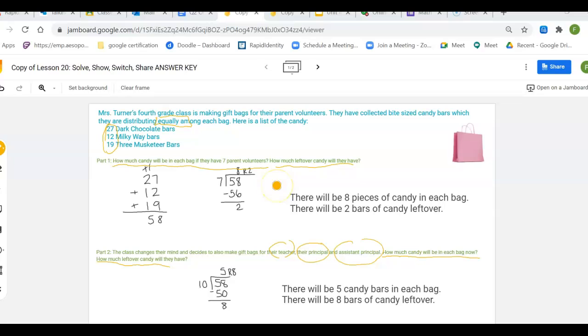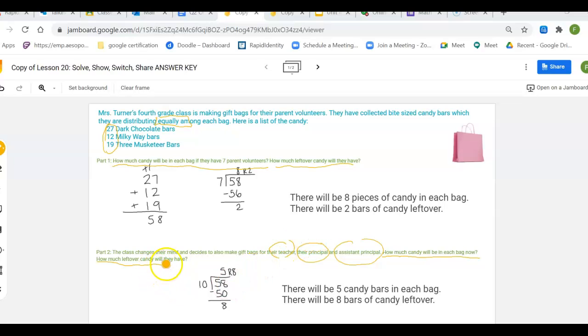All right, so now I can answer my questions. How much candy will be in each bag if they have 7 parent volunteers? So the first statement answers the first question. There will be 8 pieces of candy in each bag. And then the second part of the question, how much leftover candy will they have? Remember, leftover is going to be what's remaining. There will be 2 bars of candy left over.